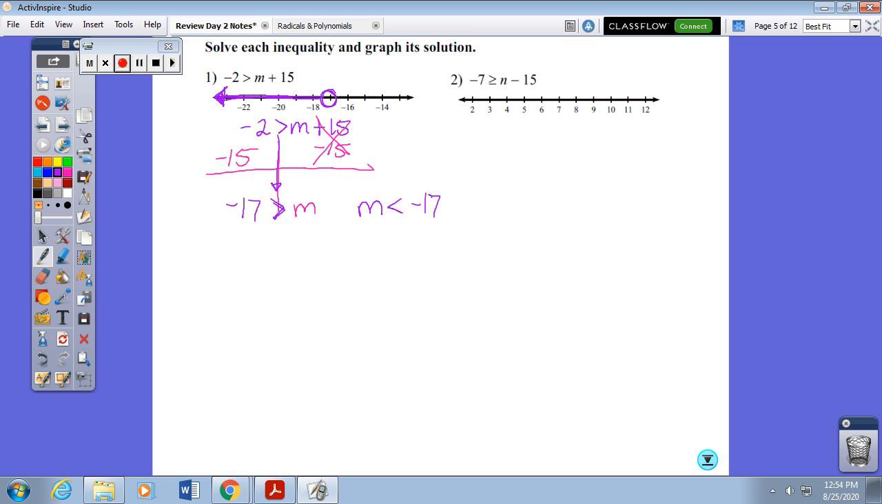So we're not doing compound, we don't have 2 right now, we just have 1 inequality to work with. Okay, same idea here. Negative 7 greater than or equal to n minus 15.